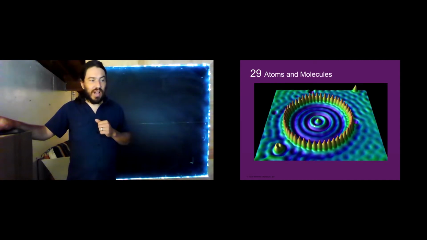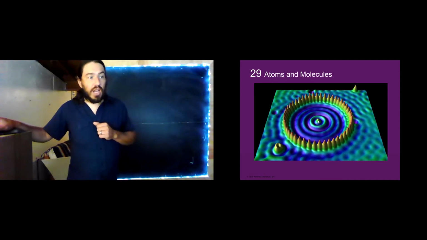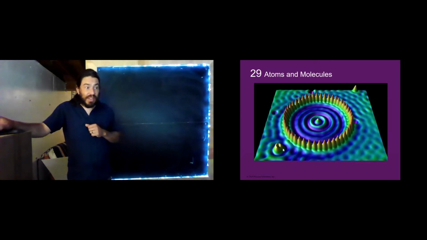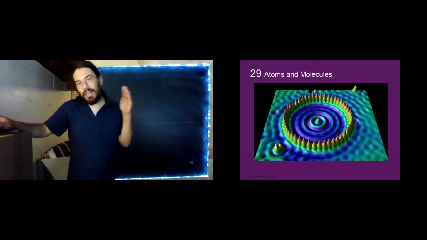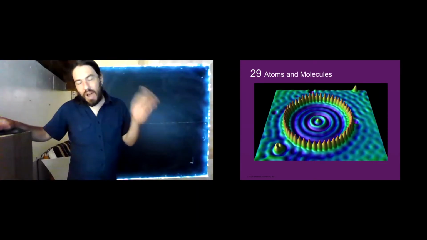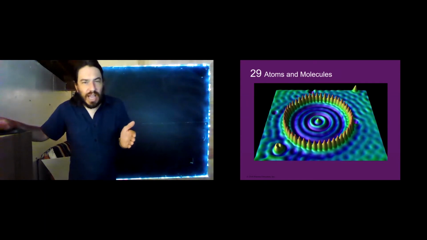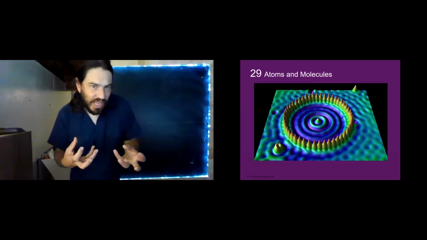Again, this is evidence of the constructive interference of the matter waves of the electrons in these atoms in this ring. So that's pretty interesting. Okay, so we cannot see an atom. Then how do we know the structure? How do we know the shape of the atom, the structure of the atom?